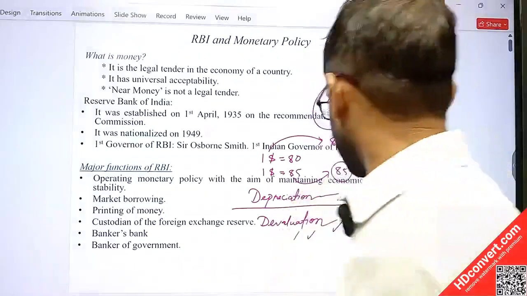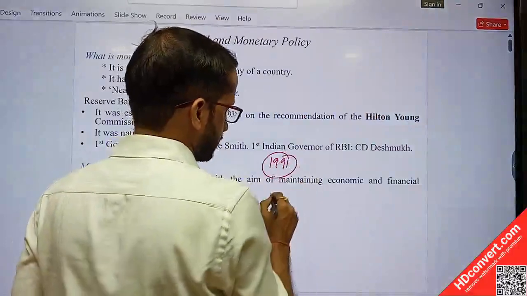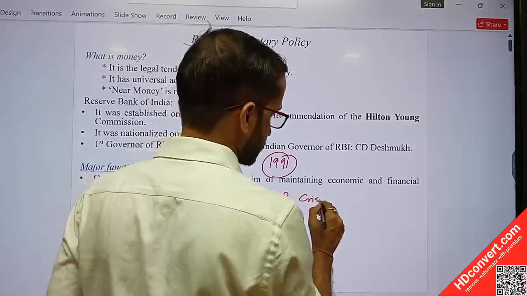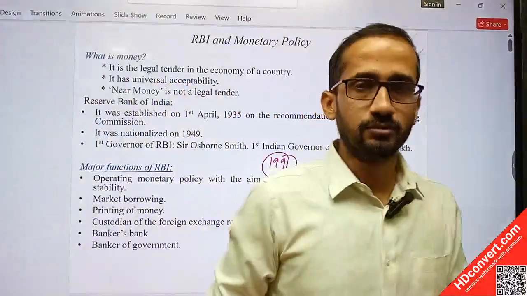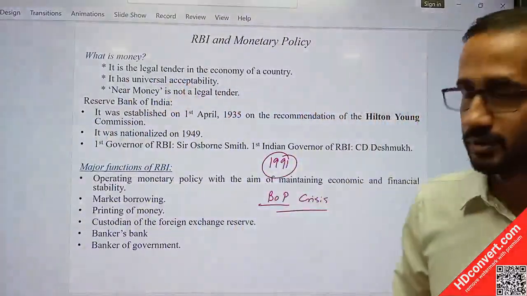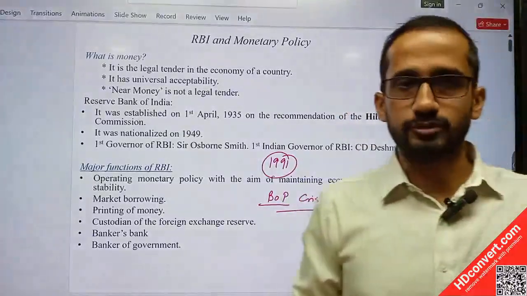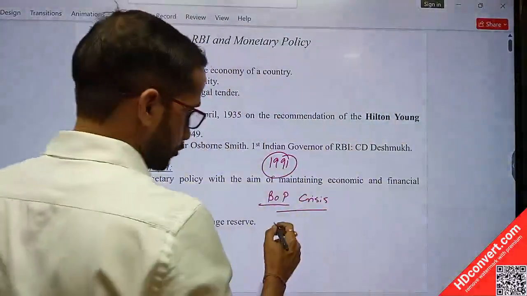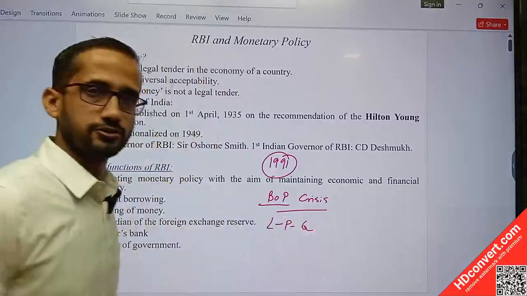All of you know that in 1991, India faced the balance of payment crisis. It means our foreign exchange reserves were very low. At that time we had foreign exchange reserves to fulfill only around 7 days of import bill. As a result, India was forced to accept LPG, that is liberalization, privatization and globalization.